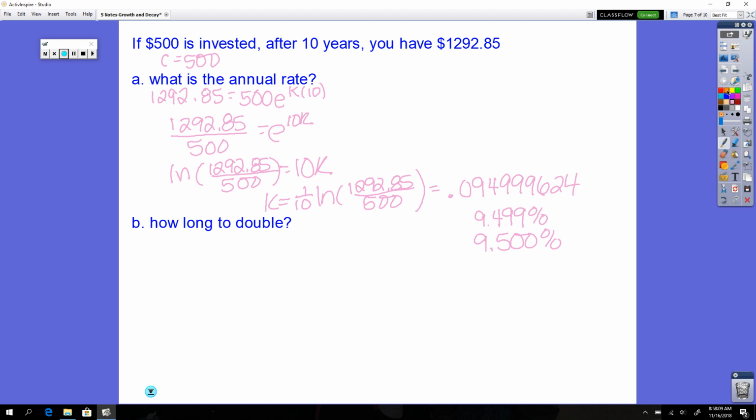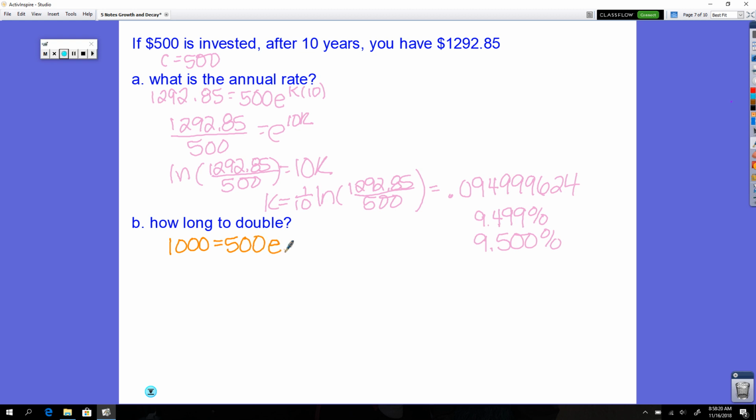The next question asks how long it takes to double. So if I start with 500, to double means that I'll be at 1,000. So 1,000 equals 500 e. Now, I really don't suggest that you use this decimal. I suggest you use this accurate number right here because you have a calculator. If you round too soon, then your answer could be off by just a little bit. So I would wait and do it at the very end.